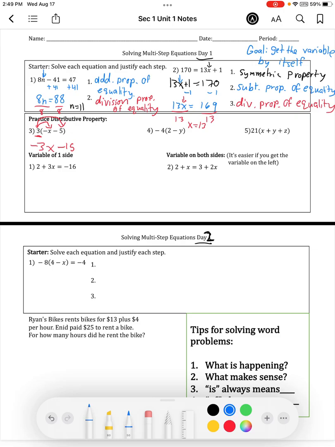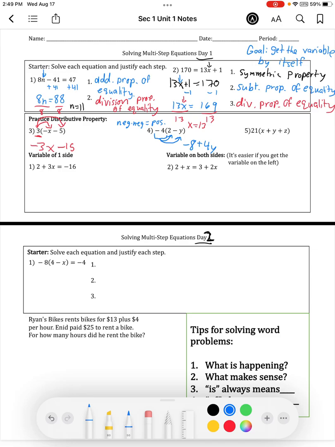An important thing to keep in mind when you are doing distribution is to make sure that if there's a negative sign, it goes with it. So that's going to be like this. So it's going to be negative 4 times 2. That's going to be negative 8. Negative 4 times negative y. Ooh, what is a negative times a negative? That's going to become a positive. So that's going to be plus 4y. Negative times a negative becomes a positive.